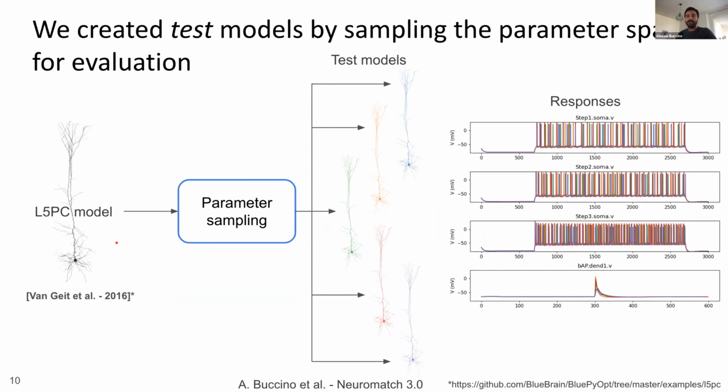Actually, we don't have data yet, but we built some ground truth simulations in order to test this approach. So we started from this layer 5 pyramidal cell model, which was published in 2016 in the BluePyOpt paper. And then we sampled the parameter space, and we basically built 5 different new models, which we treat as ground truth, and we use them for evaluation.